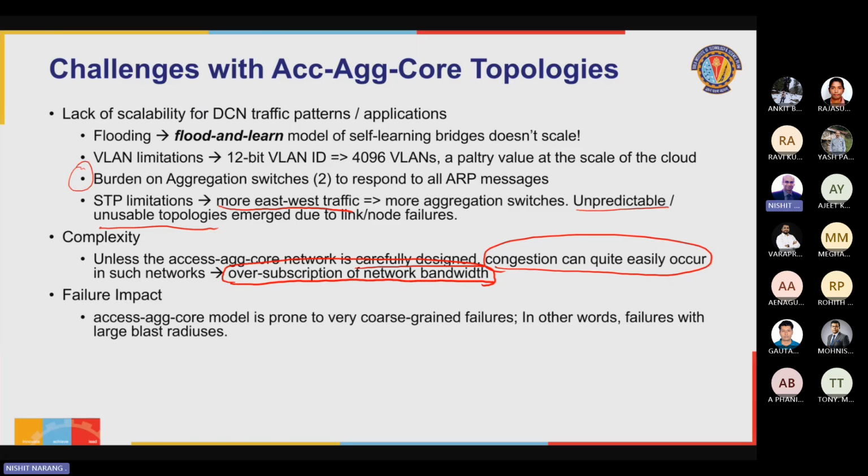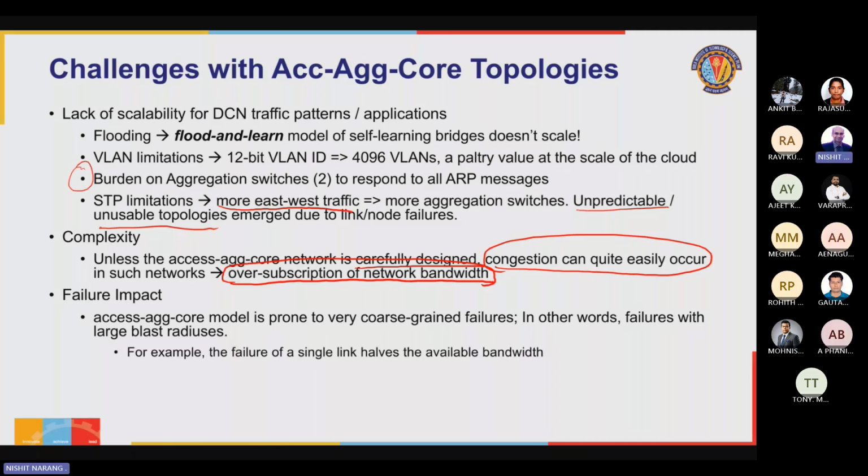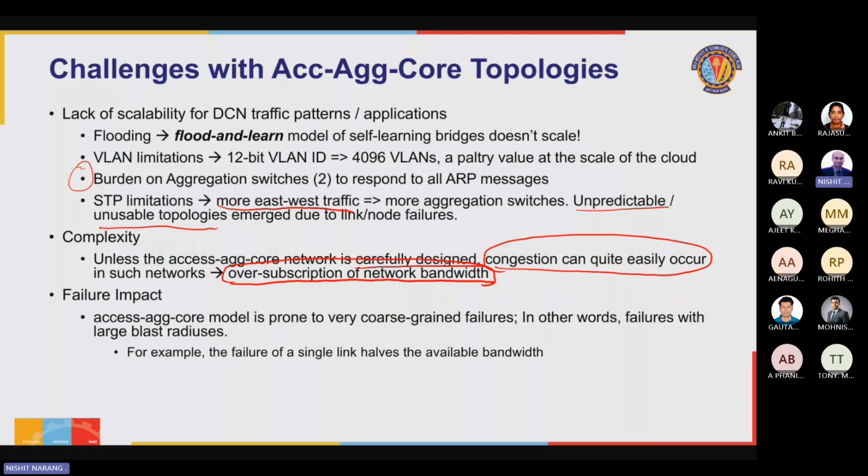The blast radius is much larger. The reason why we say that is because of the 1:1 redundancy that is used in the access aggregation code. So because everything is 1:1 redundant, any failure halves the available bandwidth. A link failure halves the total available bandwidth in the network. An access switch failure reduces half the connectivity links of the network.